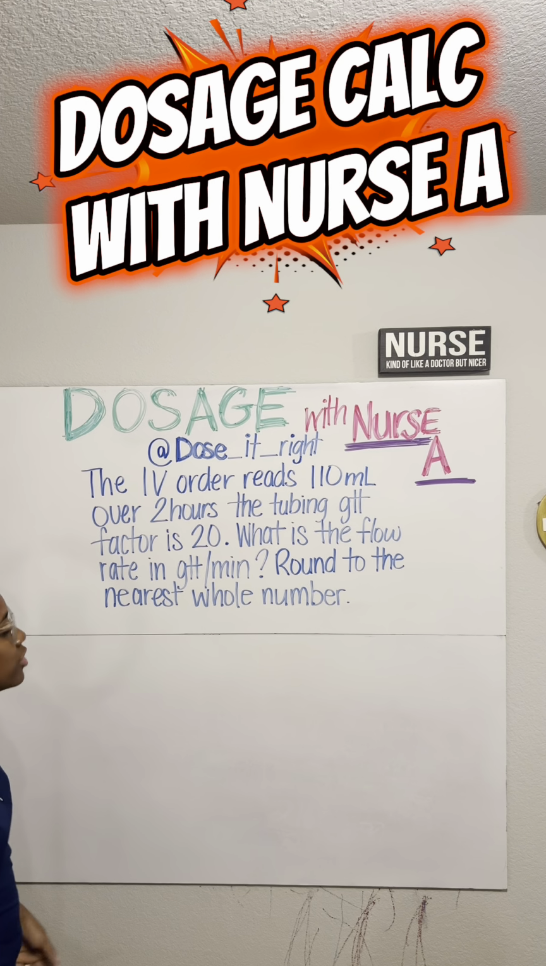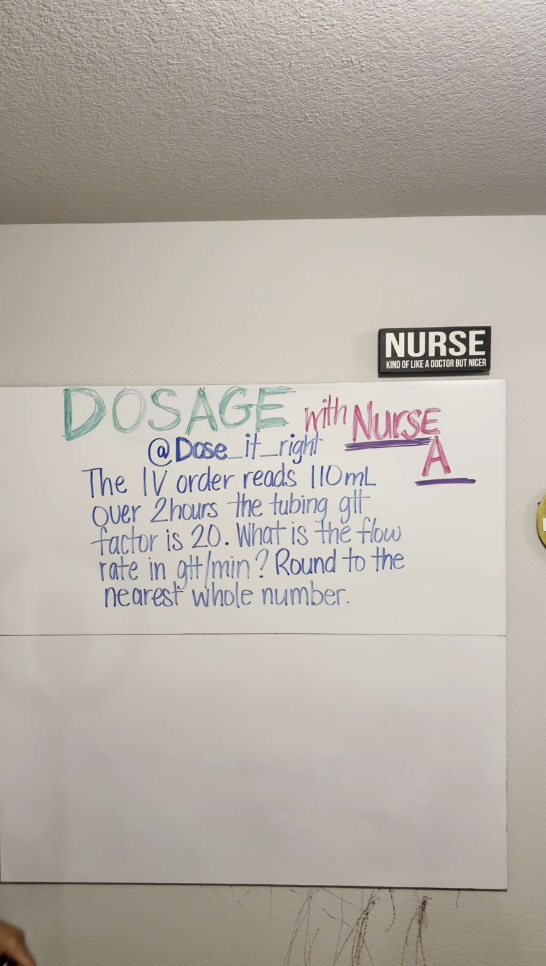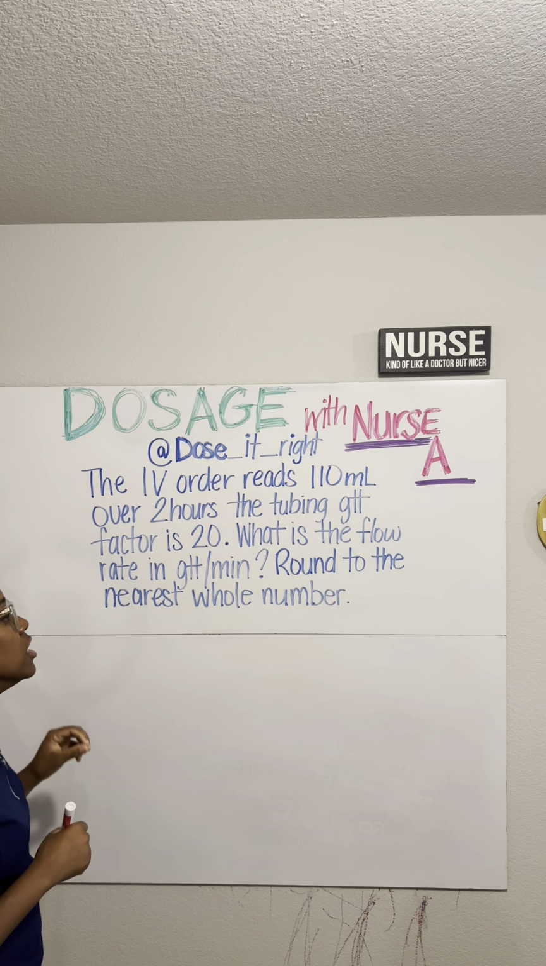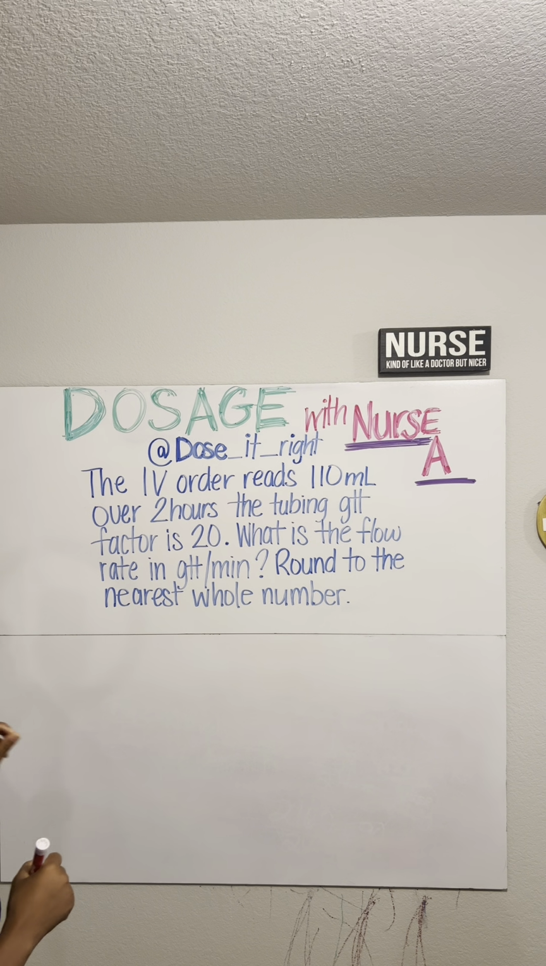I have some more dosage for you. So the IV order reads 110 mLs over 2 hours. The tubing drop factor is 20. What is the flow rate in drops per minute? And round to the nearest whole number.